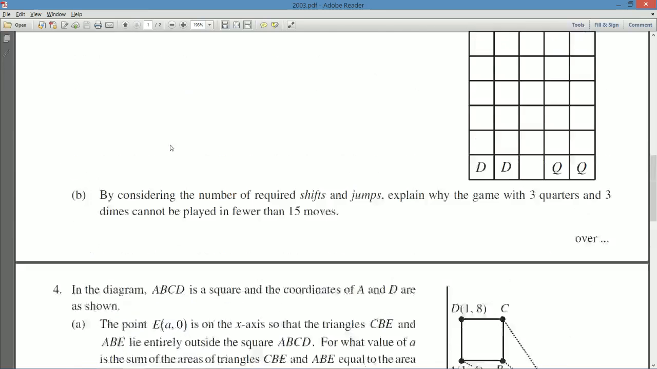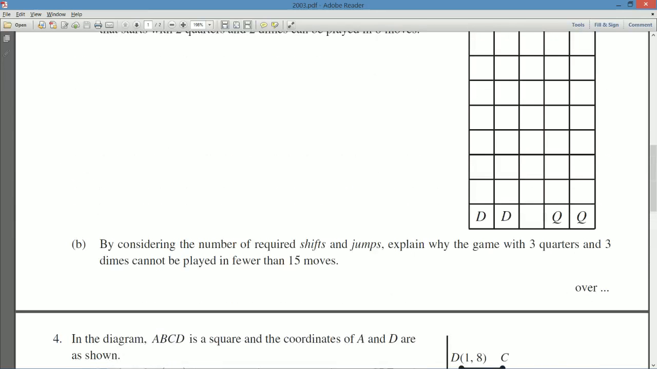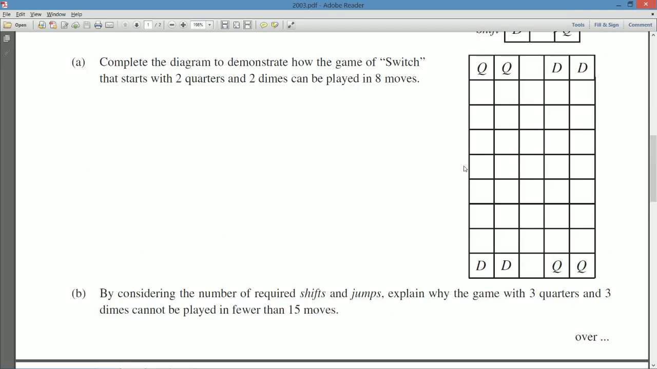And we don't have a C part, we just have a B. Okay, B. By considering the number of required shifts and jumps, actually it might be good that in this part A I explained when I shifted and when I jumped. So by considering the number of required shifts and jumps, explain why the game with 3 quarters and 3 dimes cannot be played in fewer than 15 moves.